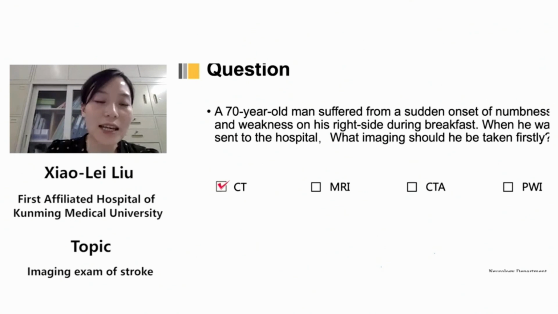We should take CT at first, because the sudden onset of neurological deficits in this old man suggests stroke. But we cannot determine the subtype at this time, right? We cannot distinguish ischemic stroke or hemorrhagic stroke at first. So CT is sensitive to hemorrhage, takes a few seconds or minutes to conduct, and costs less. So it is the first choice.